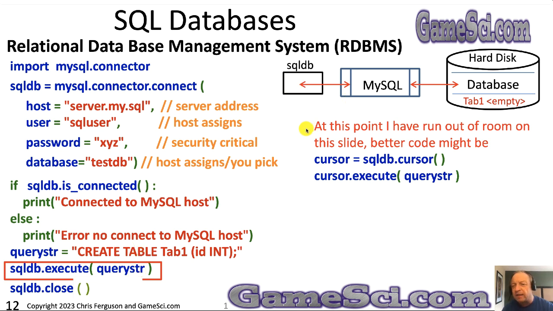And I want to say, at this point, since I've run out of room, I could show different options. There's no one way to program a database. There are several different examples. Some people build a cursor object first, and then use the cursor object to execute the query string. I'm sure I could code this 3 or 4 different ways. I just don't have the room to show you all 3 or 4 different ways.